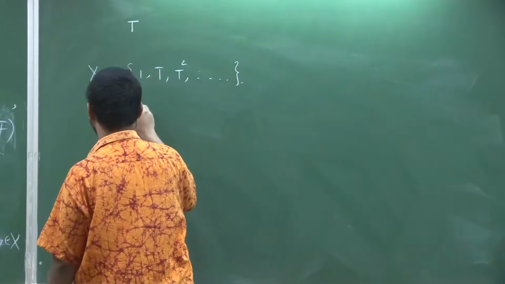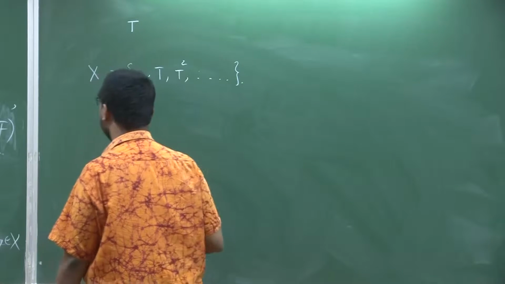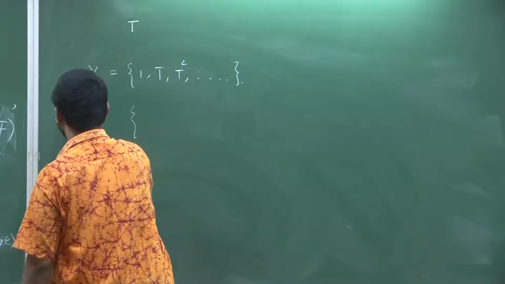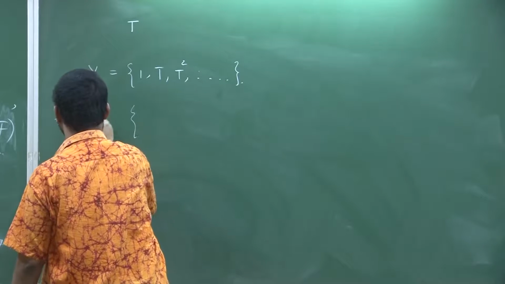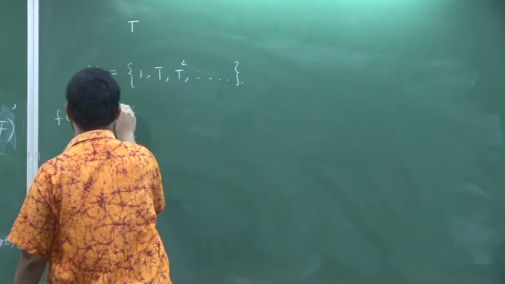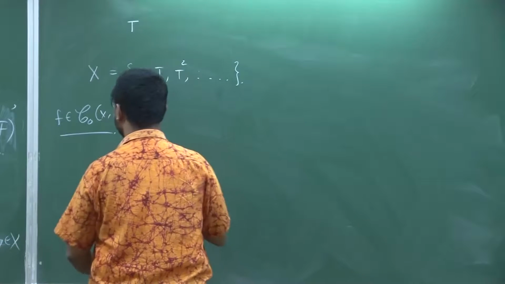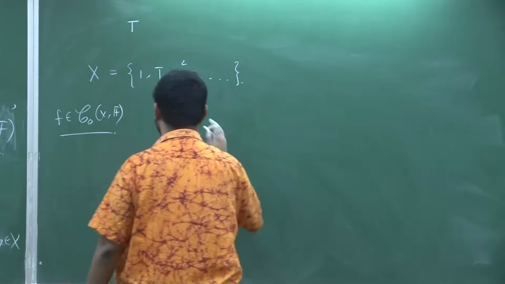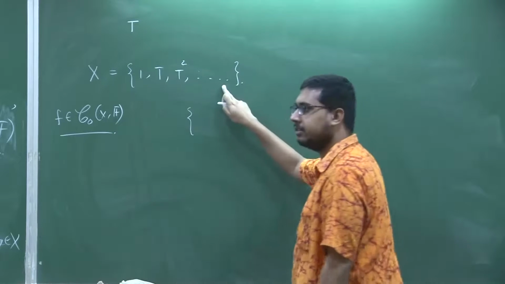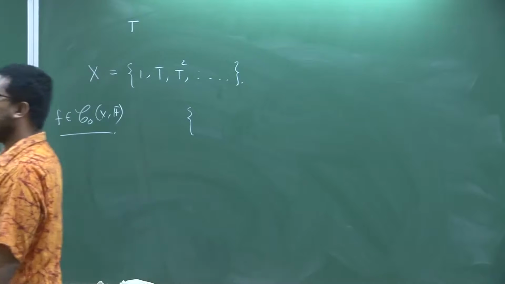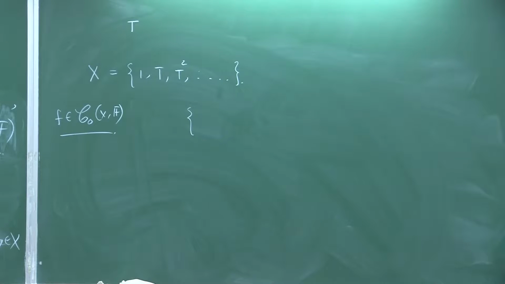So if f lies in C0(X, F) for this X, then it means there will be a finite subset of this X such that f vanishes identically beyond that. Okay.